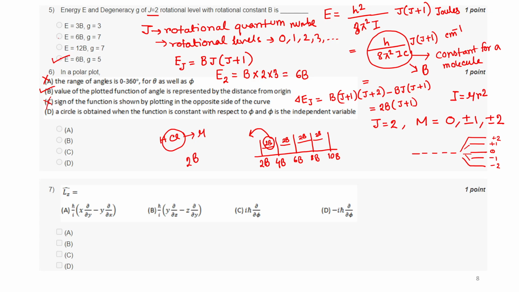That a circle is obtained when a function is constant with respect to phi. Actually this would have been theta and phi. With respect to theta, and phi is the independent variable. What do you think about statement D? A circle is obtained when the function is constant with respect to theta and phi is the independent variable. Is it a correct statement?